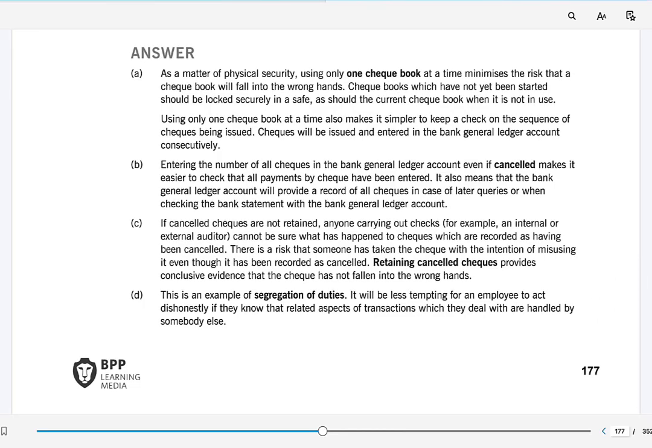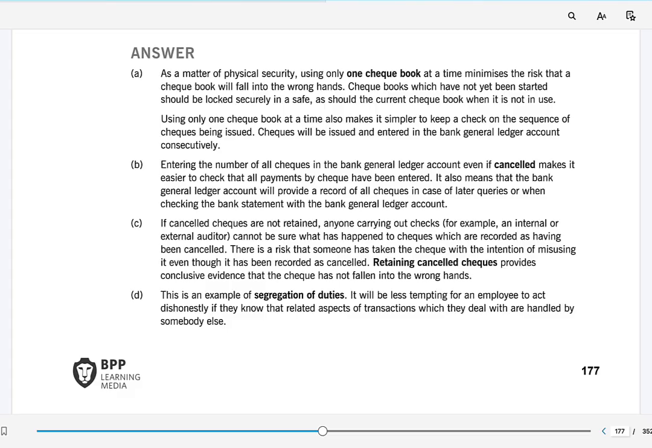Procedure A. Only one checkbook is to be in use at any one time. This means the business should only use one checkbook at a time. They should not use two checkbooks together. They should finish one checkbook first. Then they can start the next checkbook. This is a good control for several reasons.